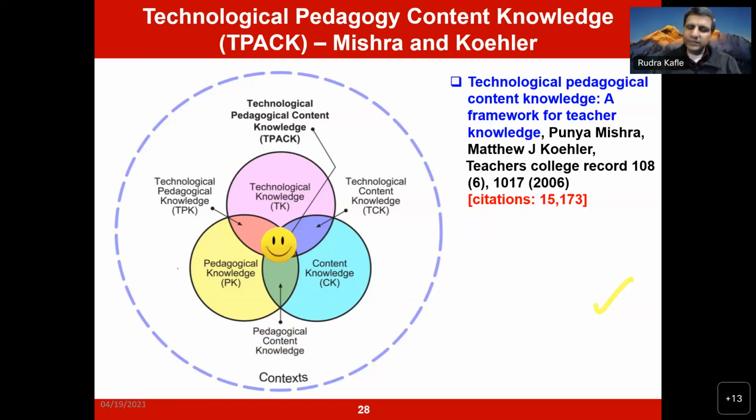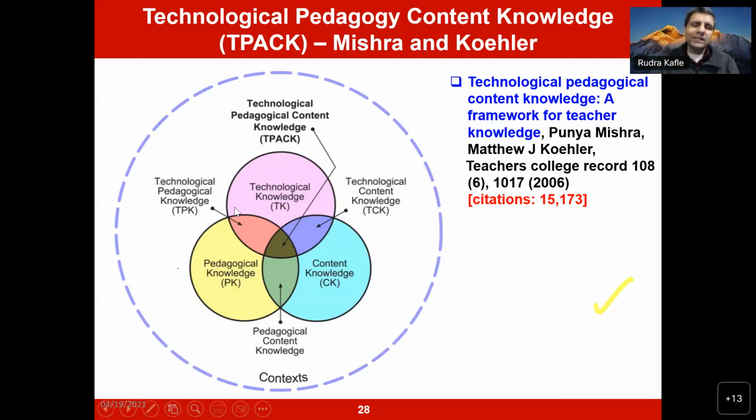What it basically tells us is that there are three domains here, represented by three circles. Pedagogical knowledge and content knowledge, as I explained in the previous slide. But to make the learning process more effective, a third component is also required, that is the application of the right technology to deliver a content in a pedagogically sound way. This is TPCK, or in general TPACK, Technological Pedagogical Content Knowledge.